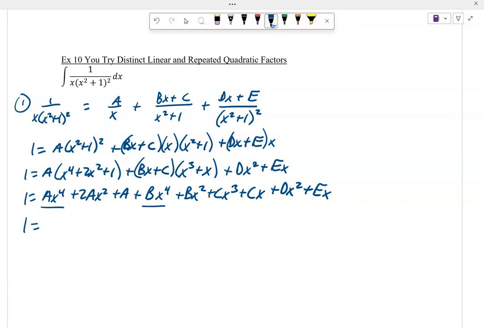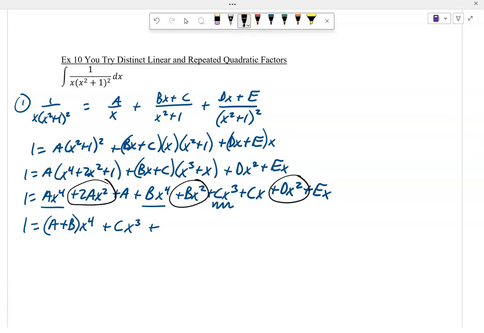Alright, here's my x to the 4th. So I got a plus b x to the 4th. I think this cx cubed is my only x cubed. And then, let's see, x squared. Here's an x squared. Here's an x squared. Here's an x squared. So I got 2a plus b plus d x squared.